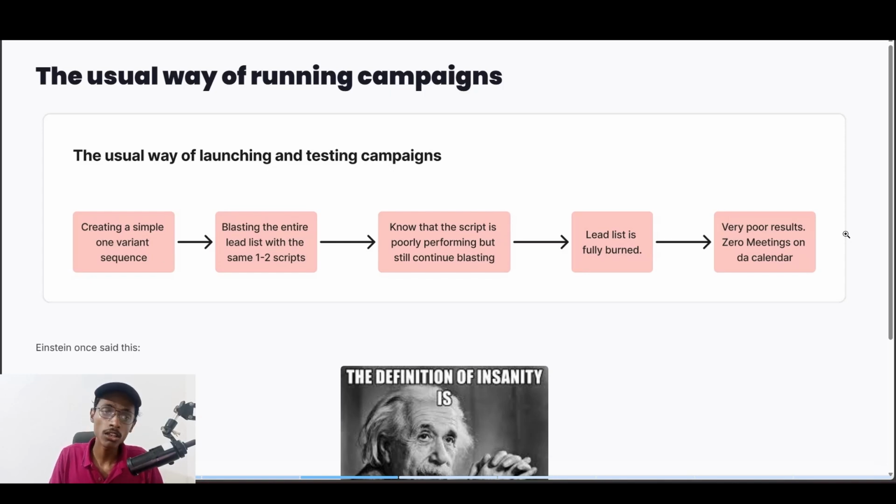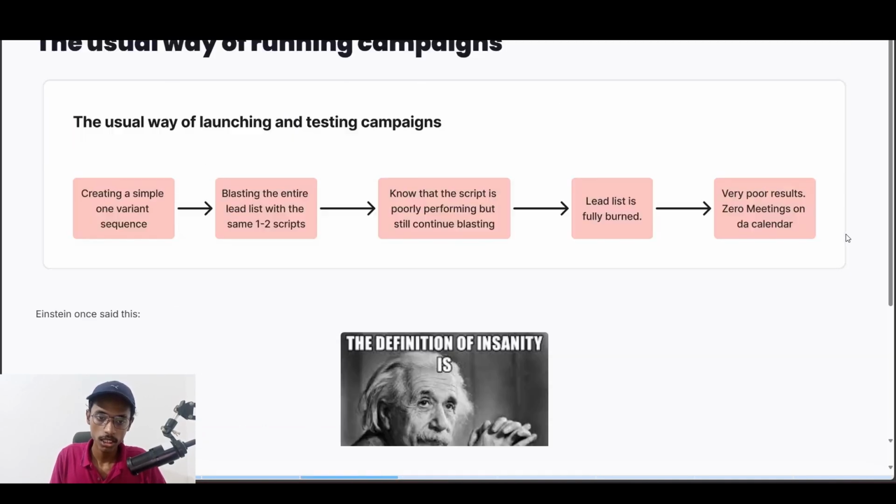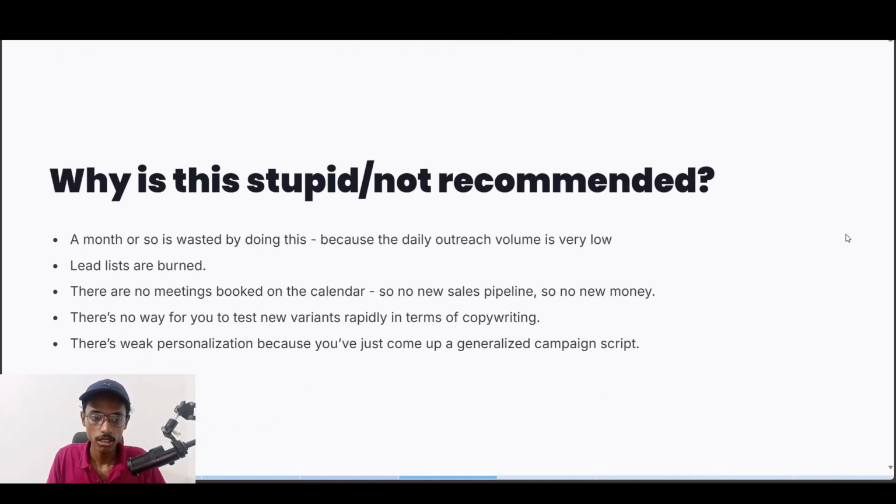That's very low volume. And they are blasting as well. They're spraying and praying. So again, the daily outreach volume is low, so you're wasting time here. The lead lists are also burnt because the messaging is very generic, right? And therefore, there are no meetings booked on the calendar, so no new sales pipeline, so no new money.